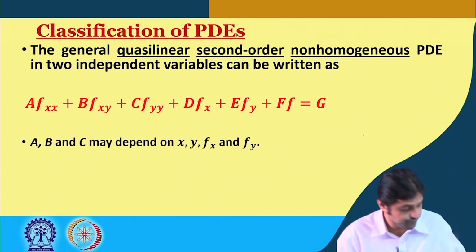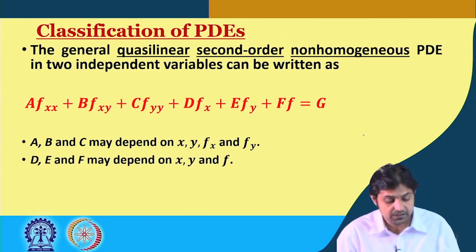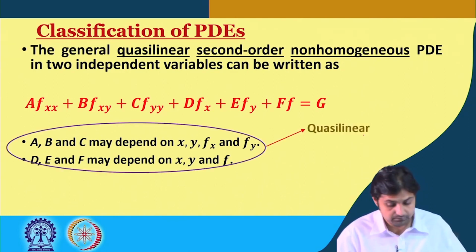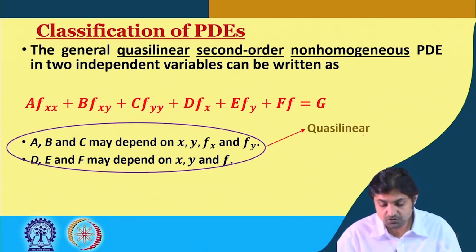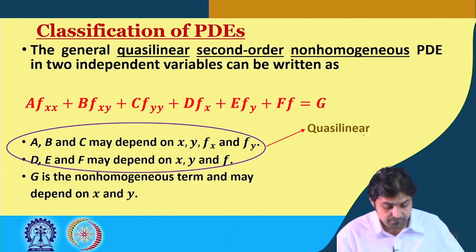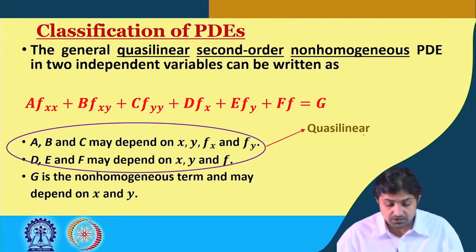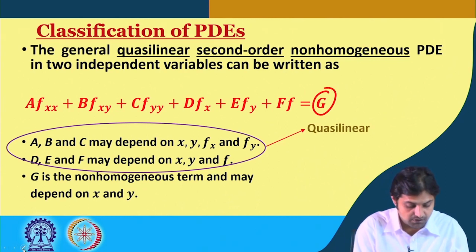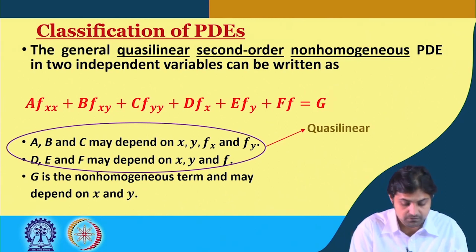D, e and f may depend on x, y and f. So, this means quasi-linear, all right. g is the non-homogeneous term and may depend on x and y, that is why we say non-homogeneous. Okay, this is not equal to 0.